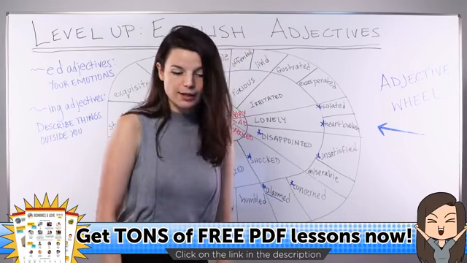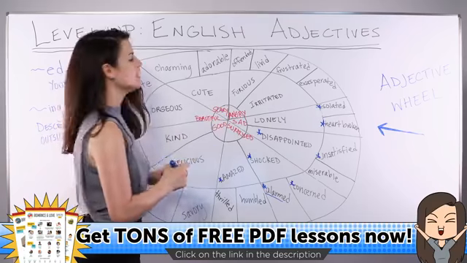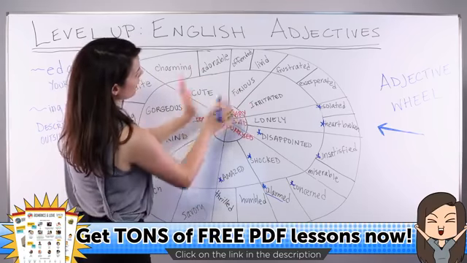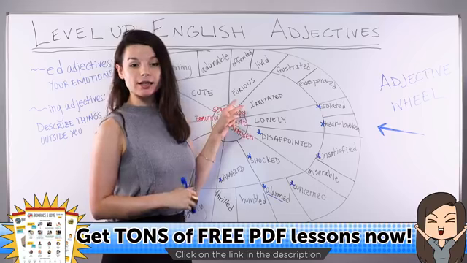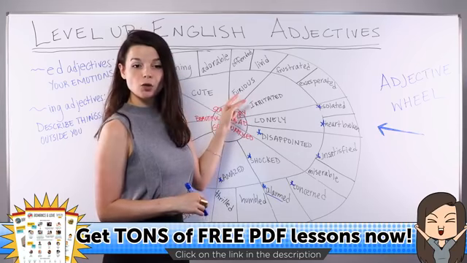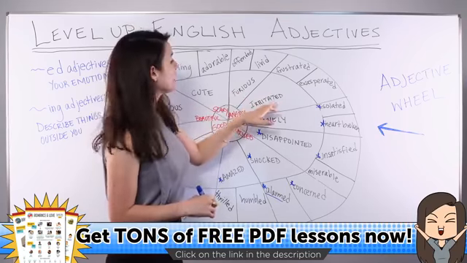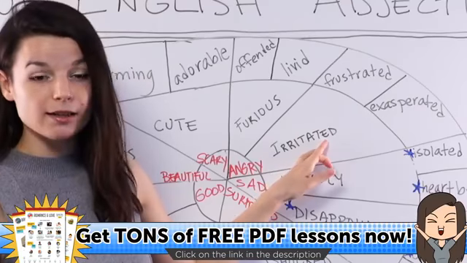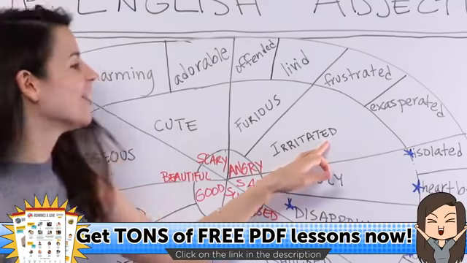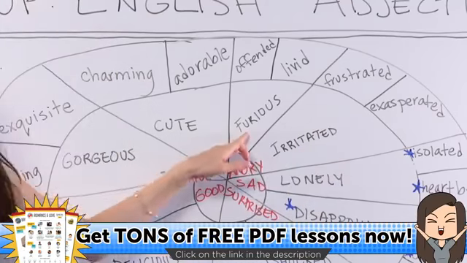Next, I want to move on to these two. The base adjectives are angry and scary. These are the next two. So let's take a look at angry. I broke angry into two parts. The two parts for angry are irritated, that's the pronunciation, irritated, and furious.